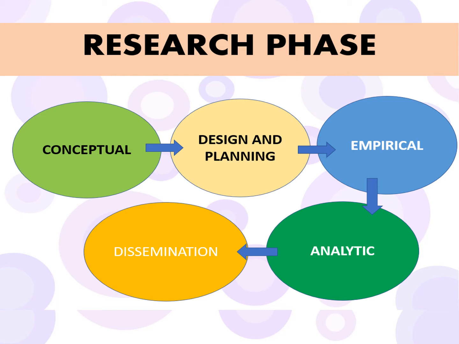Next phase is the design and planning phase. This is where you select your research design, you develop study procedures, and determine the sampling and data collection plan. Next phase is the empirical phase, wherein you collect the data and you prepare the data for analysis. Next is the analytic phase, where you analyze data, interpret the results, and make your conclusion. And the last phase is the dissemination phase, wherein you communicate results to appropriate audience and you utilize the findings.